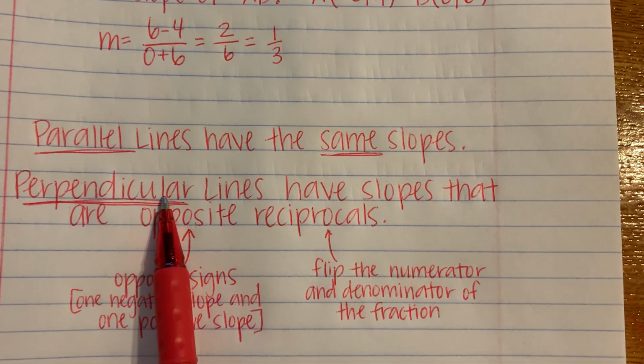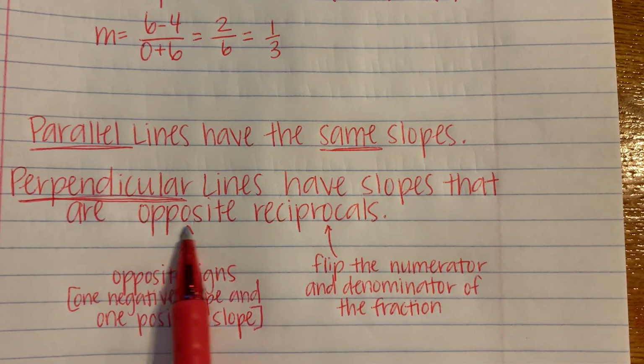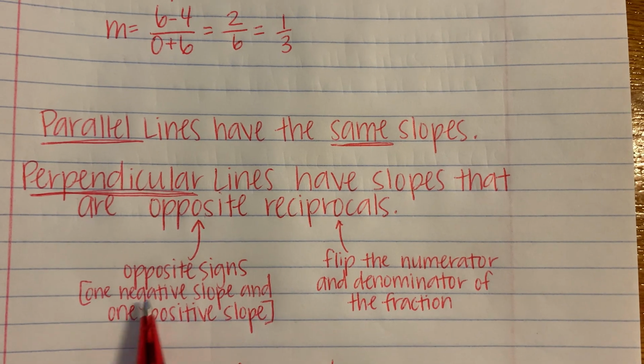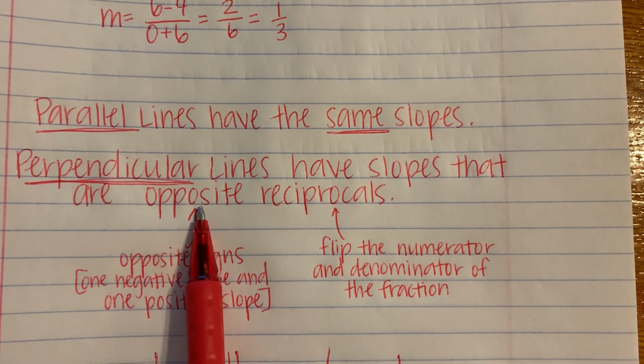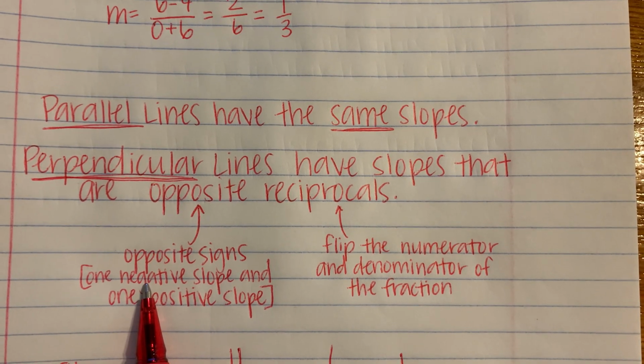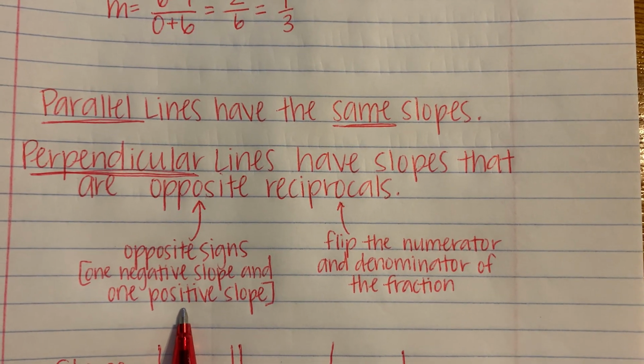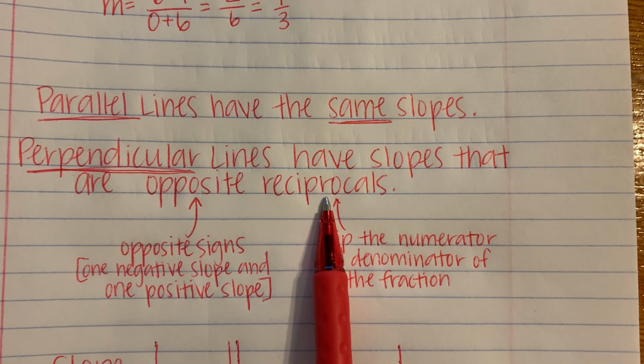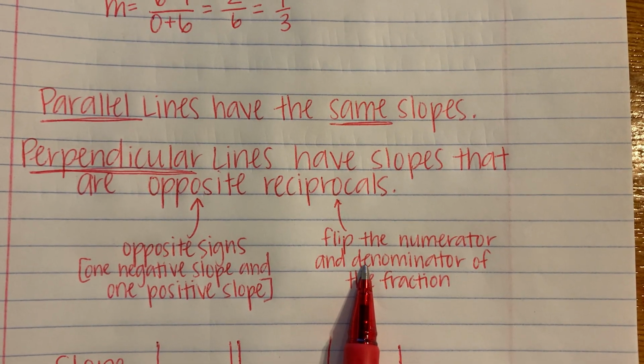Okay, perpendicular lines have slopes that are opposite reciprocals. Okay, here's what that means. Opposite means they have opposite signs. So you're going to have one with a negative slope and one with a positive slope. Okay, reciprocals are when you flip the numerator and denominator of the fraction.